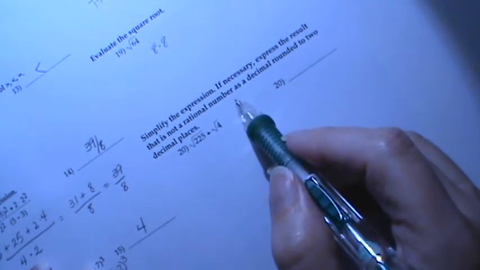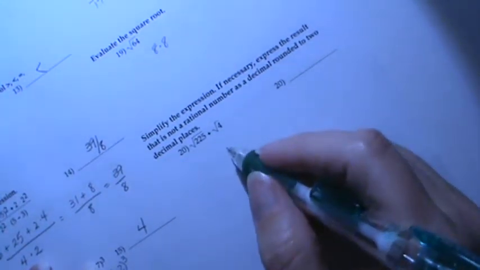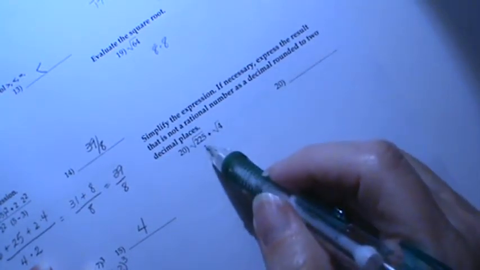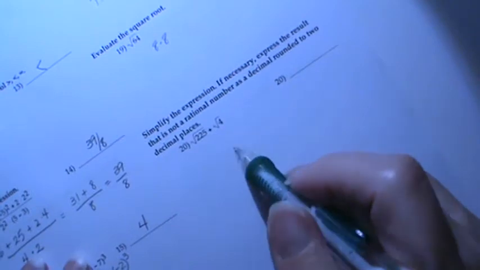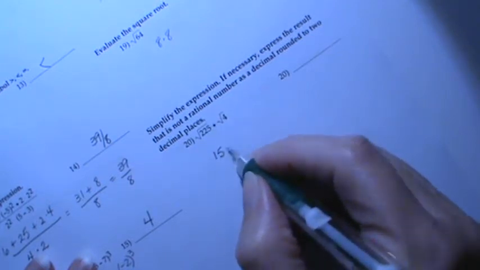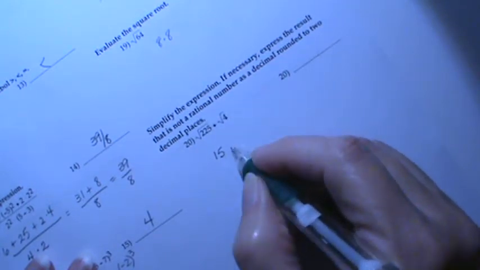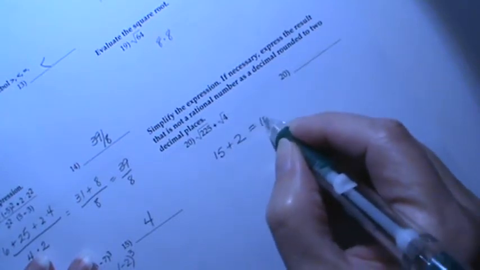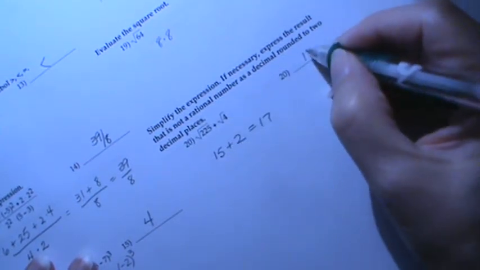Number 20. We're going to simplify the expression. It says, if necessary, express the result that is not a rational number as a decimal rounded to 2 decimal places. So don't let that instruction throw you off. It just means if it turns out it's not a perfect square, then you would use a decimal. But we're looking at the square root of 225, that is 15, and the square root of 4 is 2. So we have 15 plus 2, that would give us 17.